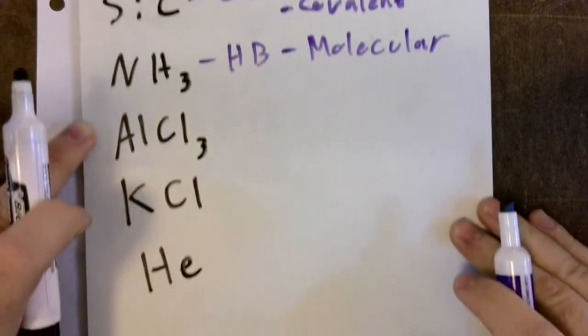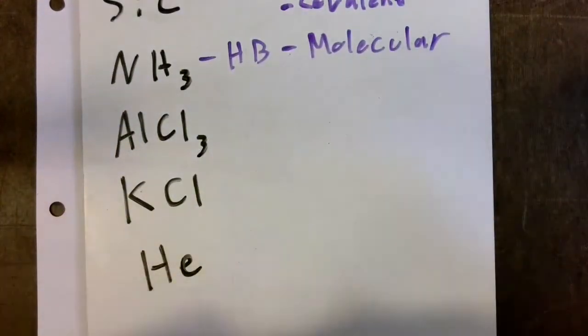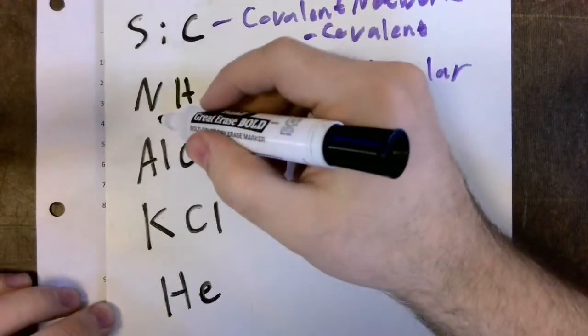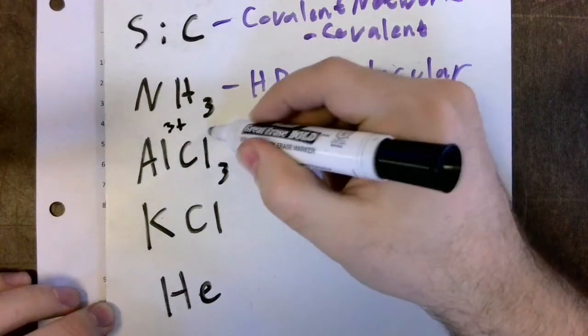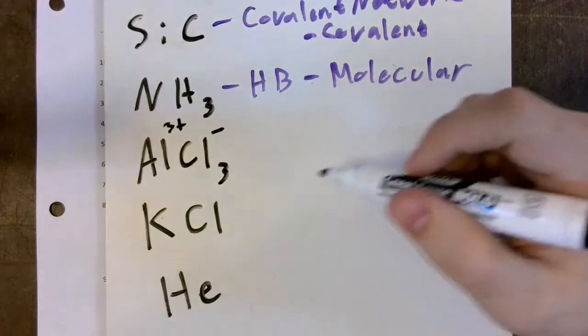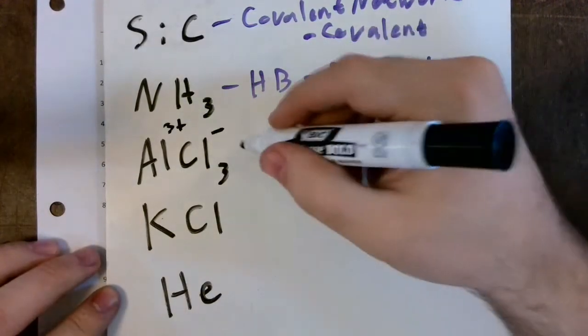How about aluminum chloride? Aluminum is going to be a 3+ charge, chloride is going to be a -1 charge. So aluminum chloride is going to be ionic.